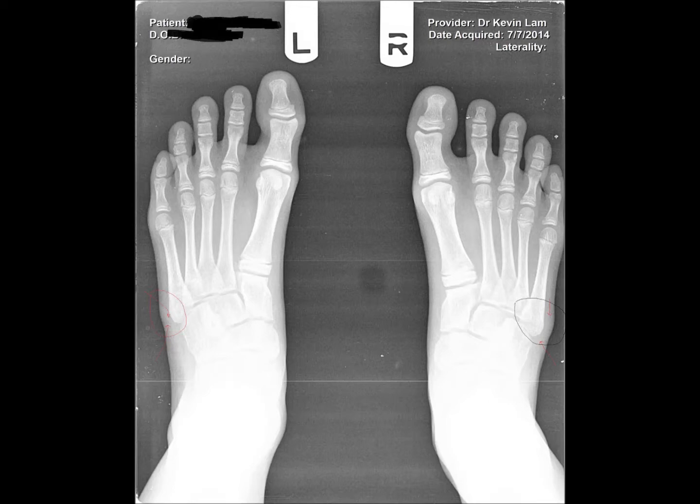This is a classic example of Os Vesalianum Syndrome. There's an x-ray of a patient. You look at her left and right foot. I circled it for you and marked it. That's where it's very swollen on the side of that foot right there. The right is obviously worse than the left, looking at the swelling.